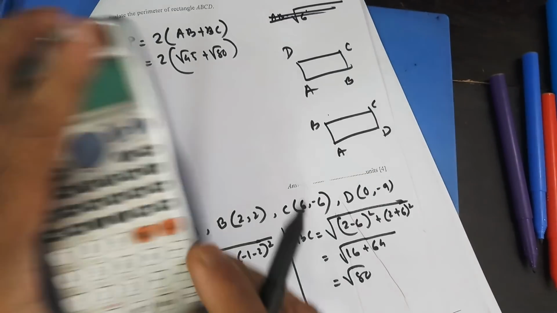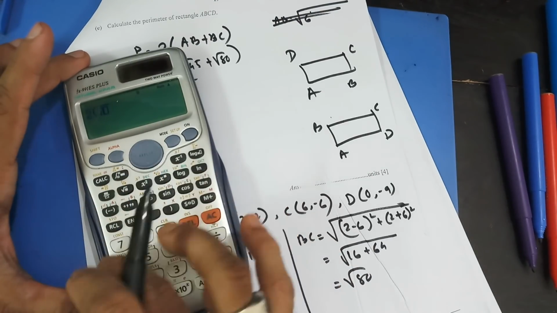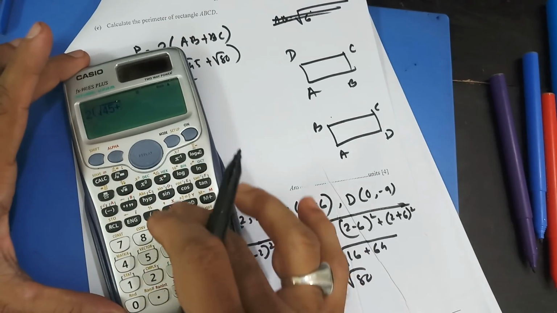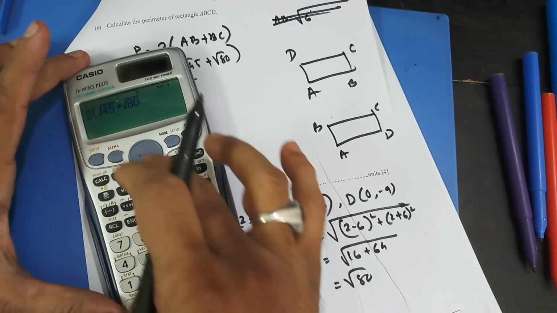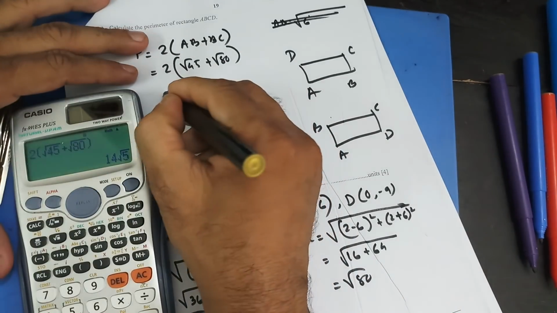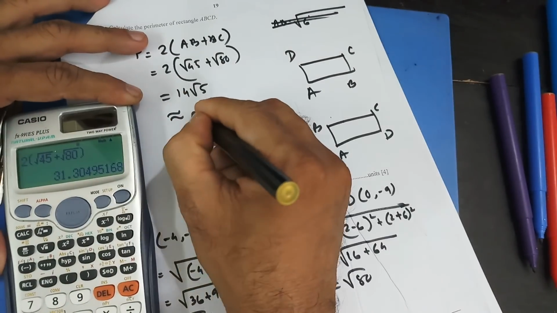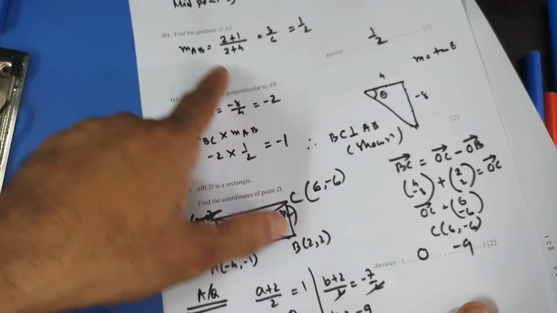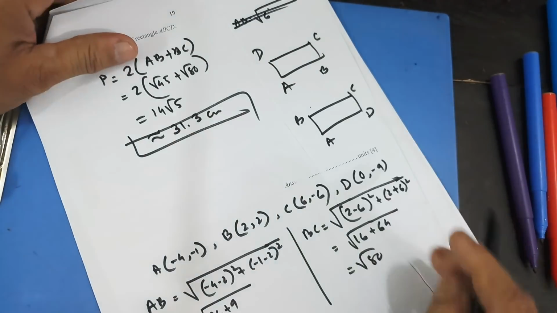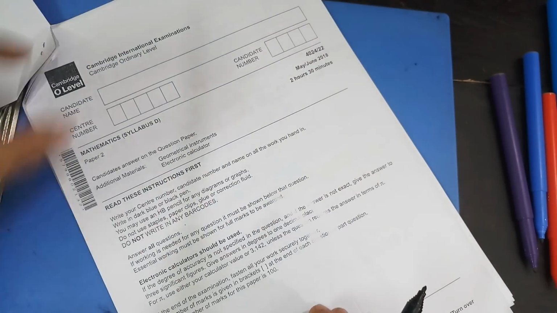So what we got? 2 into (square root 45 plus square root 80). I got 14 square root 5. But if I put it this way, it's going to be approximately equal to 31.3 centimeter. Okay, so that's in centimeter, and that's my final answer, 31.3 unit. Sorry, not centimeter, unit. Okay, all right, so that's it.